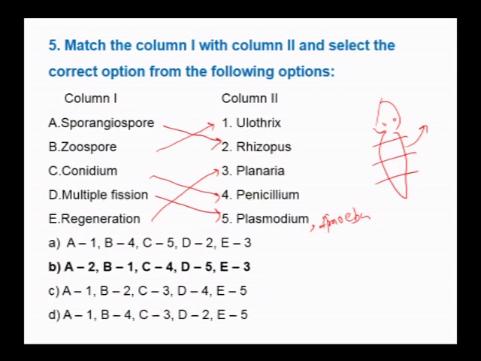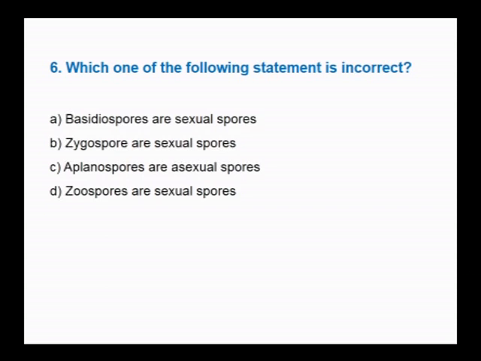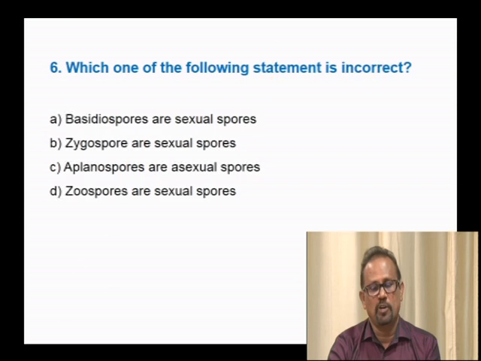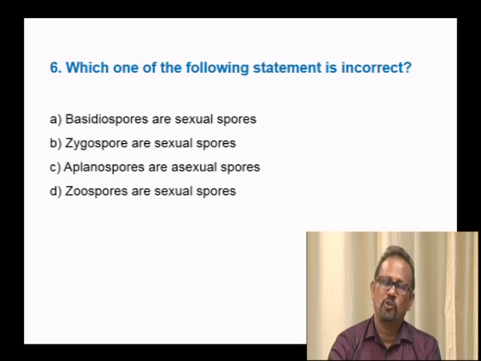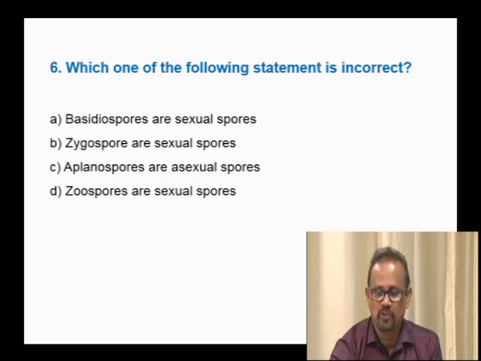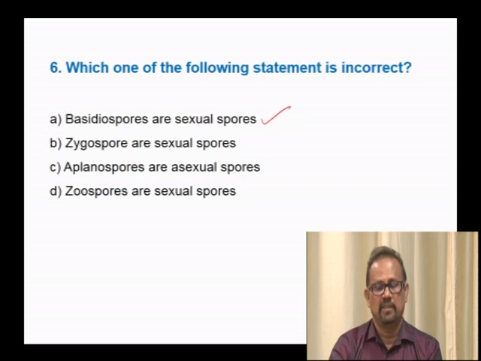We shall move on to the next question. Which of the following statements is incorrect? Basidiospores are sexual spores. Basidiospores are the sexual spores produced by the basidiomycetes. As you know, in basidiomycetes and ascomycetes, plasmogamy and karyogamy are the special features. In ascomycetes, the ascospores are the sexual spores. In basidiomycetes, basidiospores are the sexual spores. Therefore, the first statement is correct.